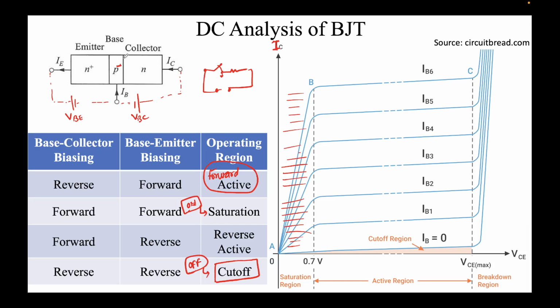So these are the four regions that we encounter. Reverse active, as I told you, is not shown. It will be in the third quadrant, but that's of very little relevance, because the device operation is not efficient in that case due to the doping factor.